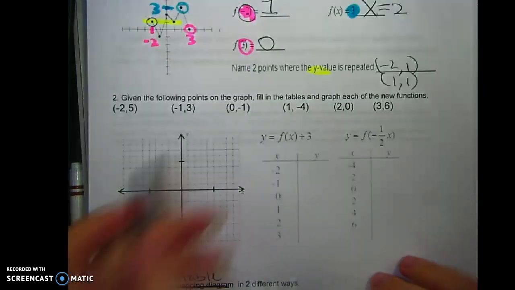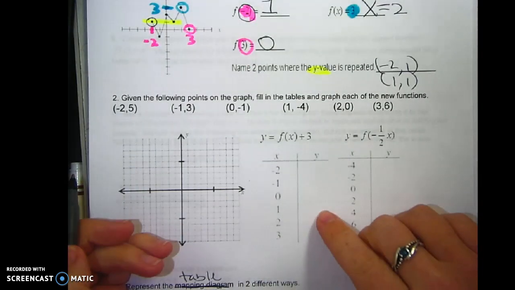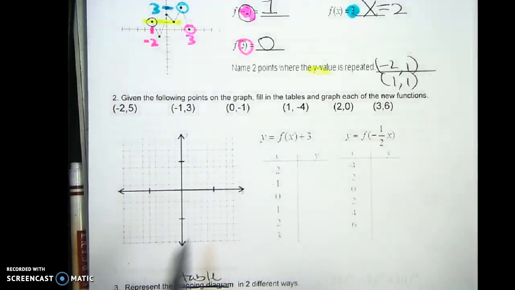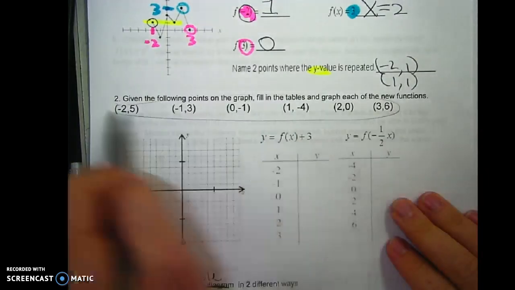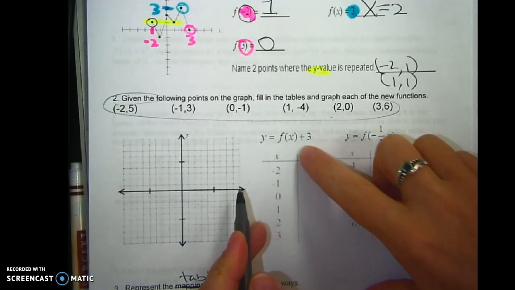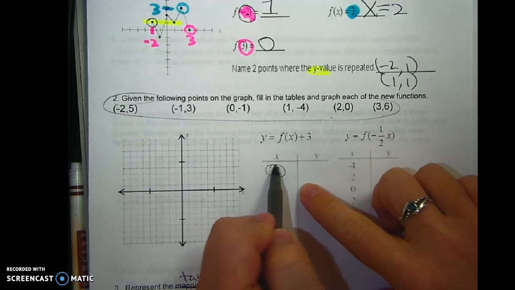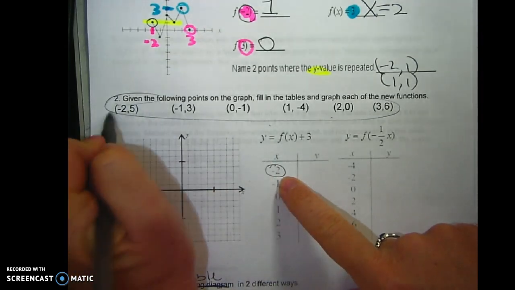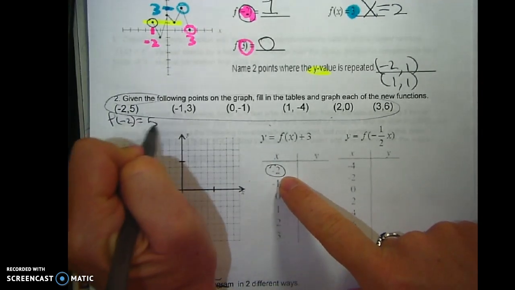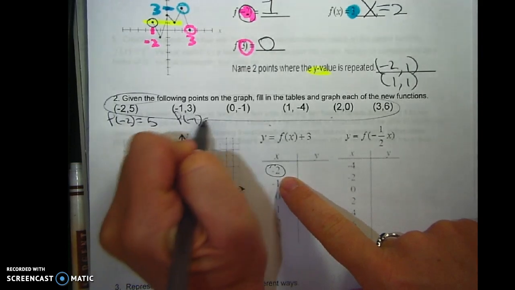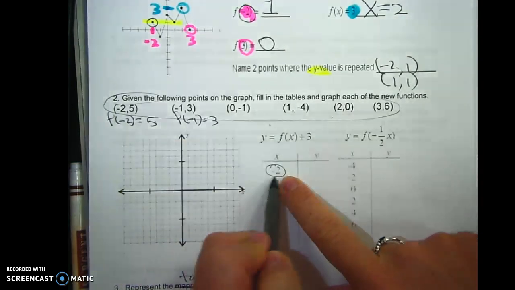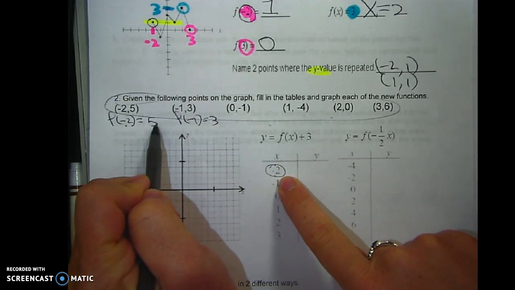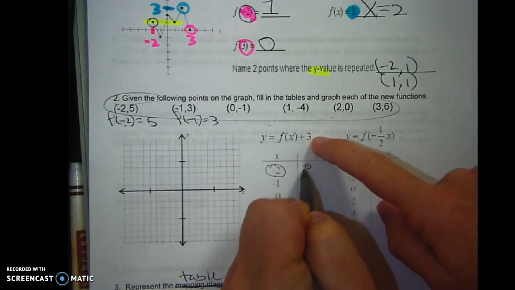All right, given the following points, fill in the table and graph each of the new functions. Okay, so they don't care about graphing this part, just graphing the new ones. So what I'm going to do is I'm going to take the -2. It's written a little bit differently. This is like f of -2 equals 5, f of -1 equals 3, so on and so forth. So I take f of -2, which is 5, then I add 3 to that, and that's 8.